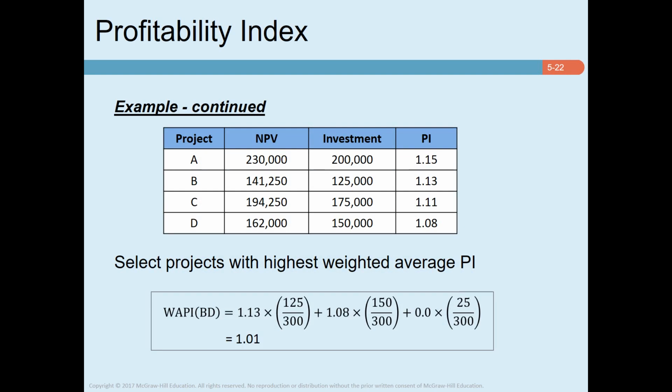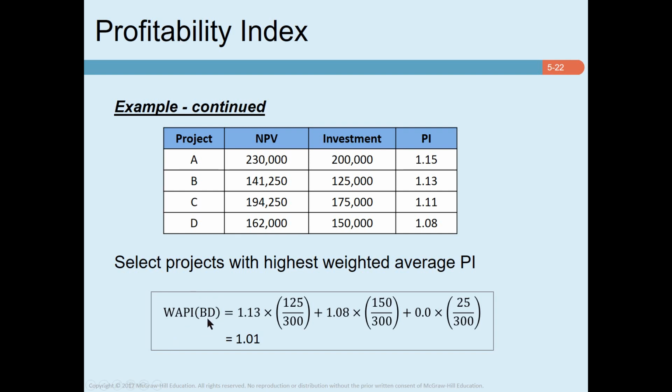Next, you understand that since we have only $300,000 to invest, we cannot accept all the projects A, B, C, and D. That is 200,000, 125,000, 175,000, and 150,000. If we accept all of these projects, the fund required is much higher than 300,000. So we can take a few combinations of the projects. For example, we can take projects B and C because 300,000 will be enough to accept them. We also can take, for example, projects B and D because 125,000 and 150,000, so 275,000, will be enough for that. Since different combinations of projects are possible, we calculate the weighted average profitability index.